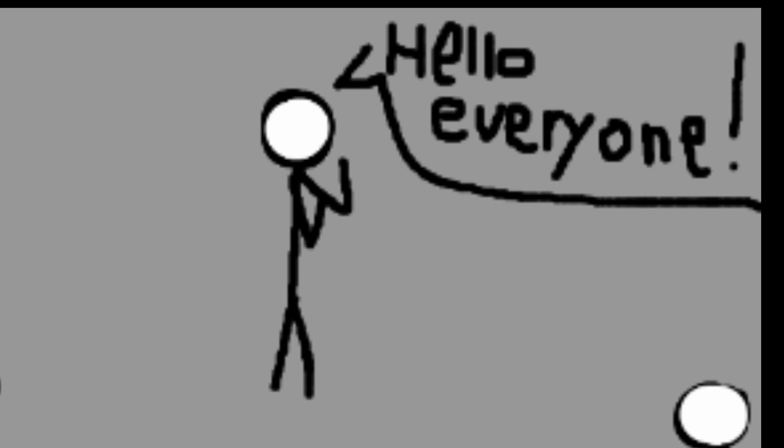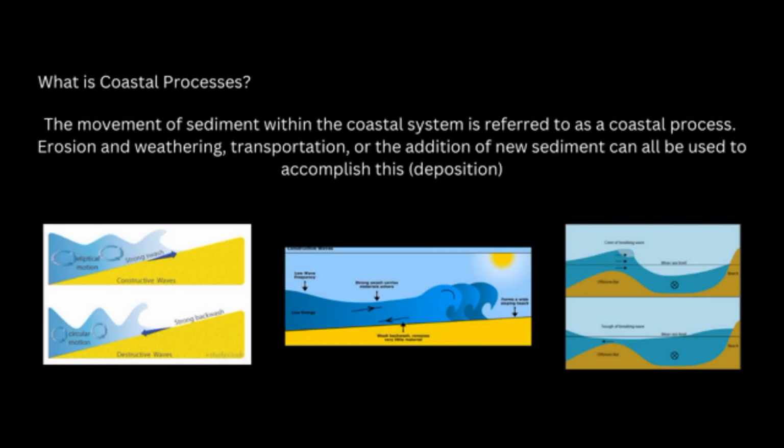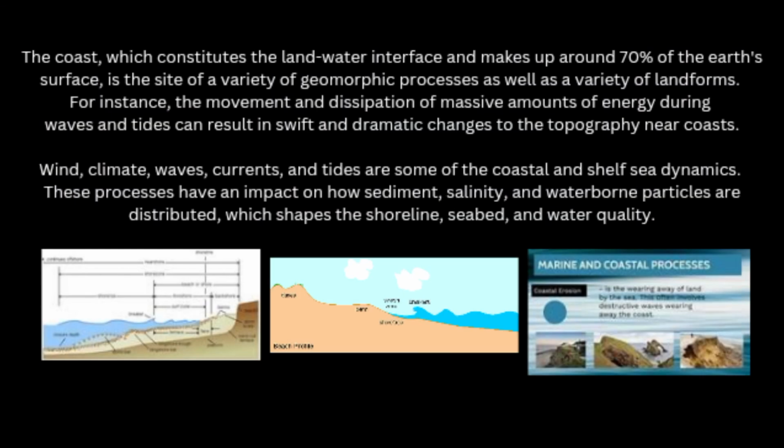Before we start our topic, let's first define what coastal processes are. The movement of sediment within the coastal system is referred to as coastal processes. This can be accomplished through erosion, weathering, transportation, or the addition of new sediment. The coast, which constitutes the land-water interface and spans around 70% of the Earth's surface, is the site of a variety of geomorphic processes as well as a variety of landforms.